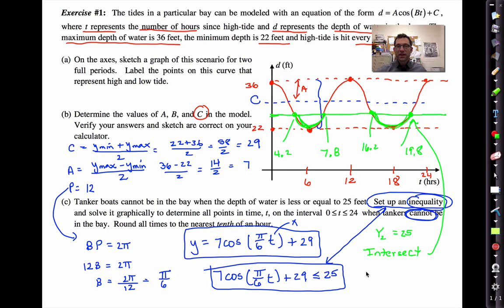So we can now say that any time in this interval, 4.2 is less than or equal to t is less than or equal to 7.8, or any time between 16.2 less than or equal to t less than or equal to 19.8, this would be our answer. Oh boy, there's so much filling up the screen.